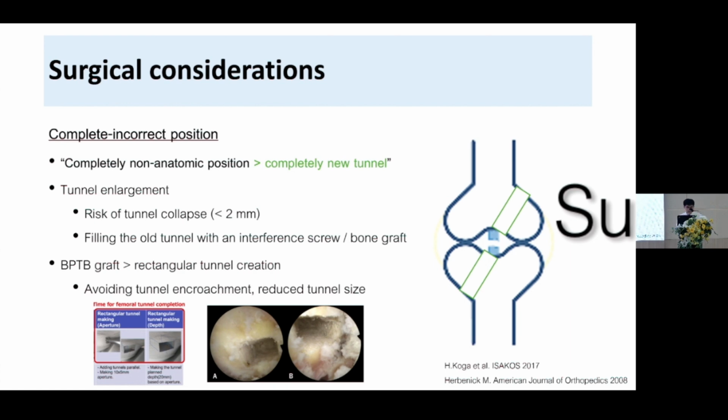If the previous tunnel is completely out of the way or in a completely incorrect position, to create the new one in one stage is an available option. However, if an old tunnel is significantly enlarged to less gap than 2 mm from the new tunnel, there is a risk of tunnel collapse between the old and the new one. Filling the old tunnel with the interference screw or bone graft is useful to avoid the collapsing. In the case that we use BPTB graft, rectangular tunnel creation has an advantage to avoid the tunnel collapsing.